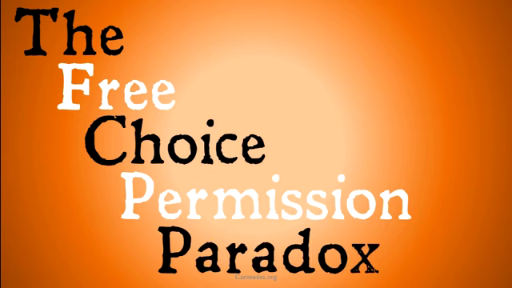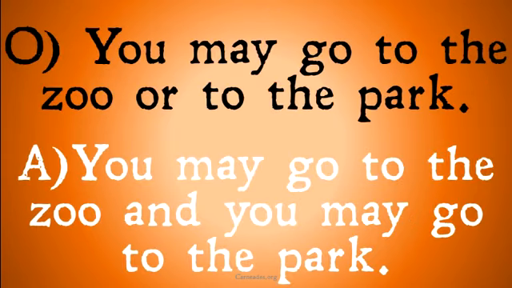So in this video, it's our first video here with our actual paradox. We're going to be looking at the free choice permission paradox. So what I want you to do is look at these two statements and use your Deontic Logic skills to turn them into logical statements. The first statement, O, is you may go to the zoo or to the park. The second statement, A, is you may go to the zoo and you may go to the park. Those are our two statements.